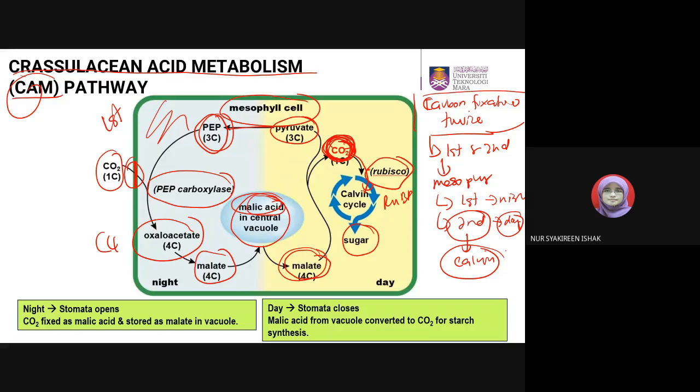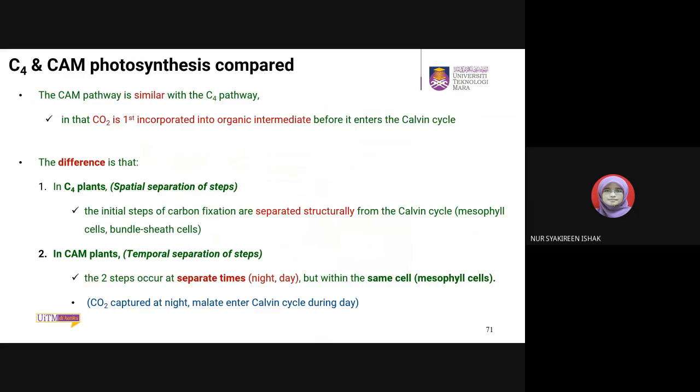Perbezaan dari segi masa. Okay, first carbon fixation night time, second carbon fixation daytime. Tapi kalau C4 both akan berlaku pada waktu siang. Cuma berbezanya adalah tempat. Okay, first carbon fixation for C4 dekat mesophyll, second dekat bundle sheath. So ini adalah perbezaan antara C4 dengan CAM plant. C4 dari segi tempat dia, spatial.